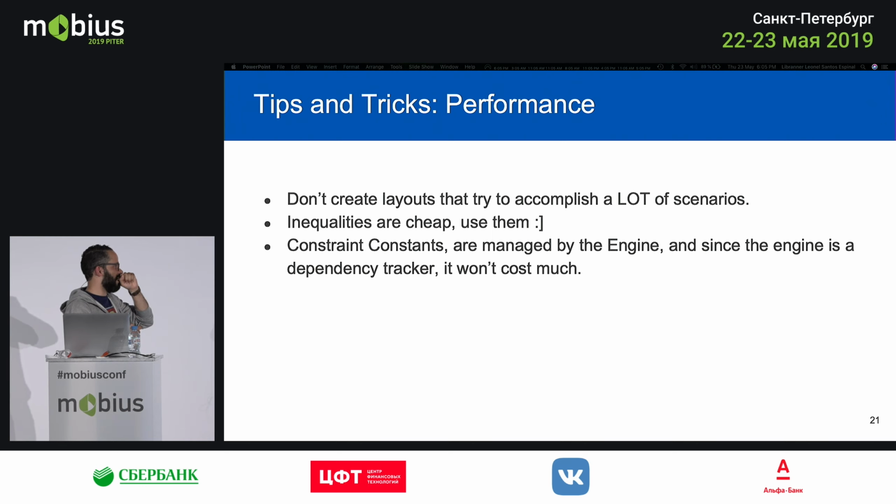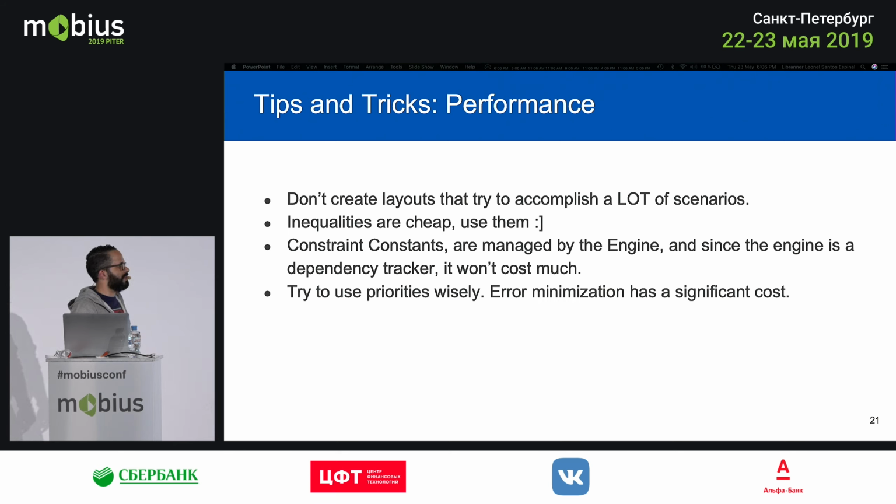Constraint constants: as you know, you can normally create outlets for constraints, but you can also create outlets for constants. That's because the auto layout engine, as a dependency tracker, handles these changes more easily than changing the whole constraint.